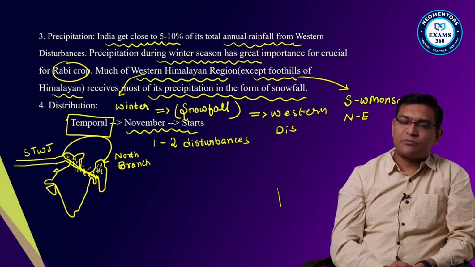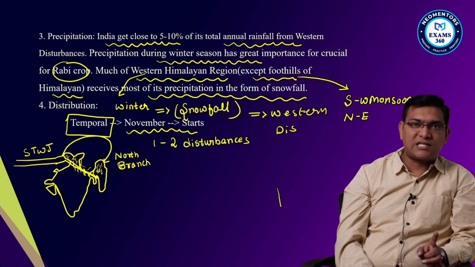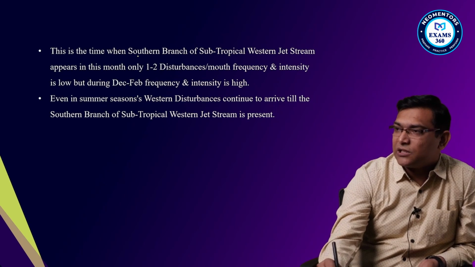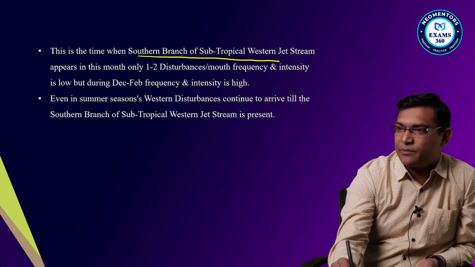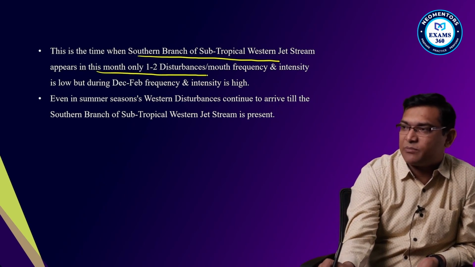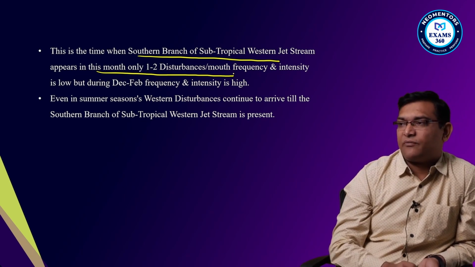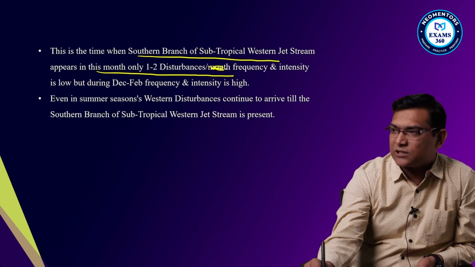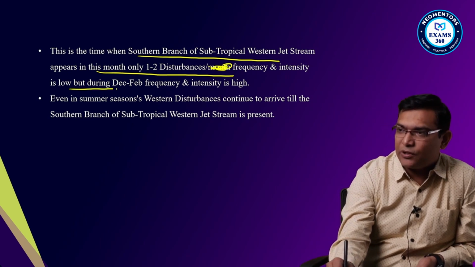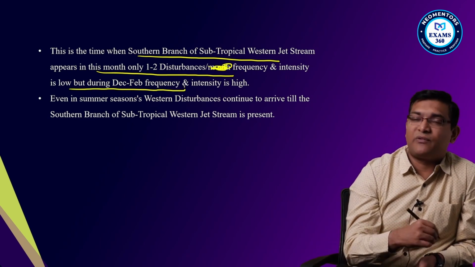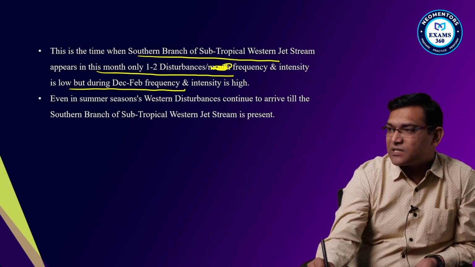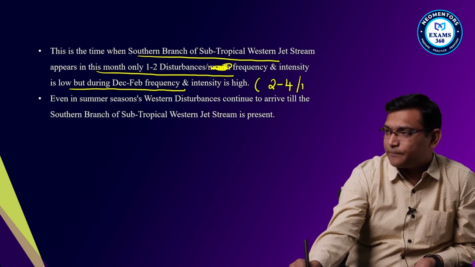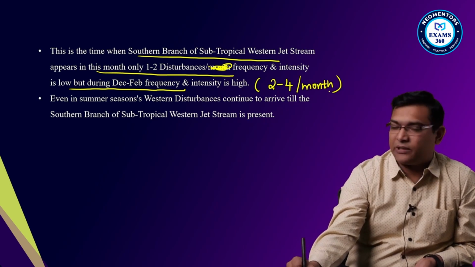So how does the temporal distribution start? It starts in the month of November. At this time, the southern branch of the subtropical westerly jet stream appears. Only 1 or 2 disturbances per month; frequency and intensity are very low. But during December to February, the frequency is very high, that means 2 to 4 disturbances per month will take place.